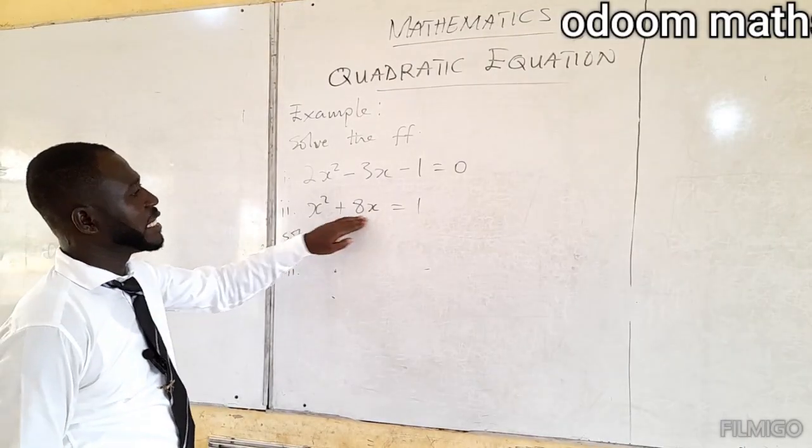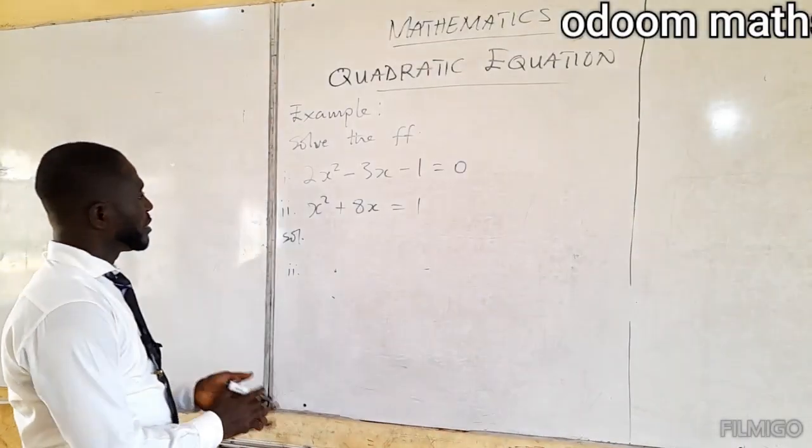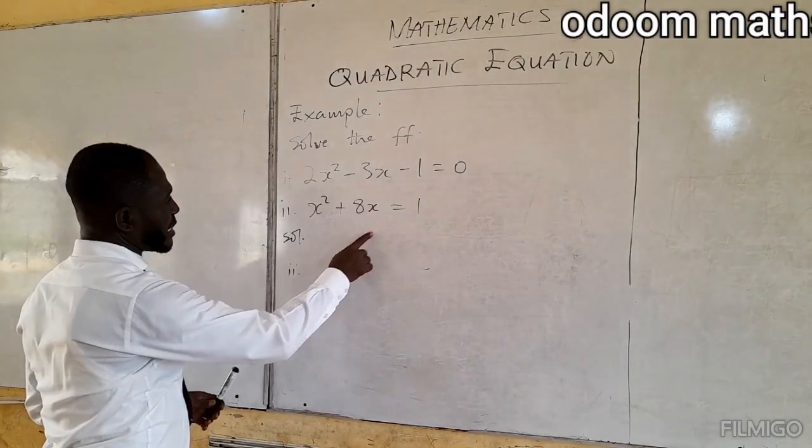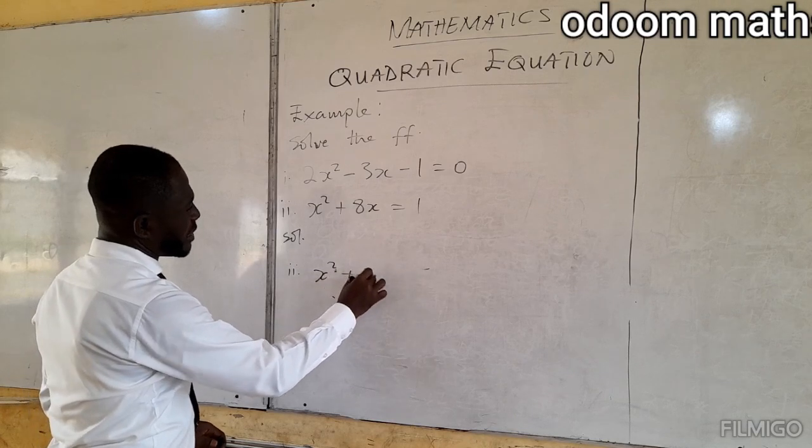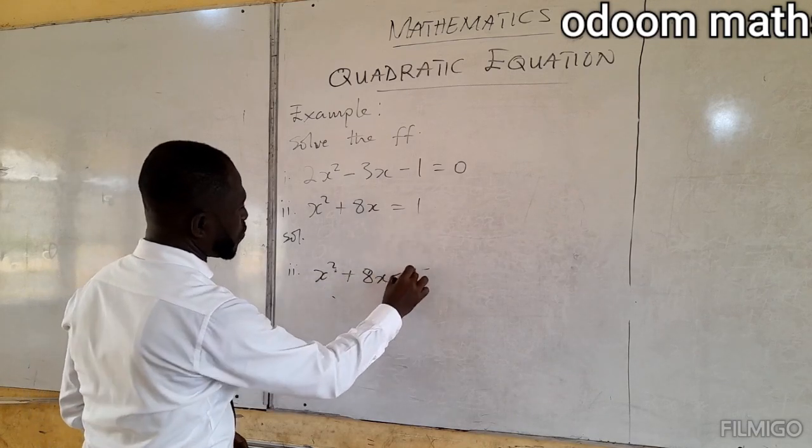Okay, so let's look at the second example here. I can rewrite this because I need to equate it to 0. So that is going to be x squared plus 8x minus 1 equals 0.